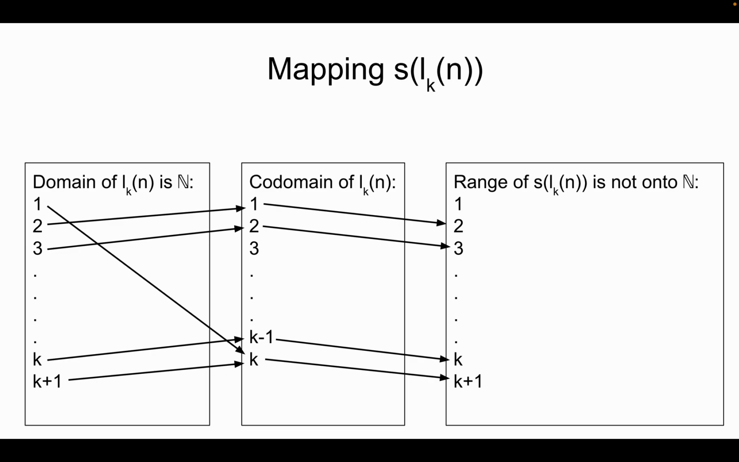And then 1 would map to 2, 2 would map to 3. K minus 1 would map to k, and k would map to k plus 1. And so again, we can show that S of L sub k of 1 does not map to 1. So it does not map onto n. So hopefully this works as kind of an explanation for why S has infinitely many left inverses but no right inverses.